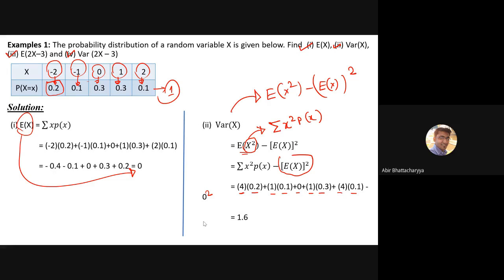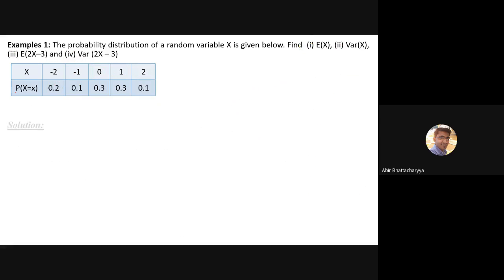Once I get the variance of x, the next thing is expectation of 2x minus 3. So what is expectation of 2x minus 3? Use the direct formula: expectation of 2x minus 3 is 2 times expectation of x minus 3. We have already calculated expectation of x equals 0, so 2 times 0 minus 3 is minus 3.